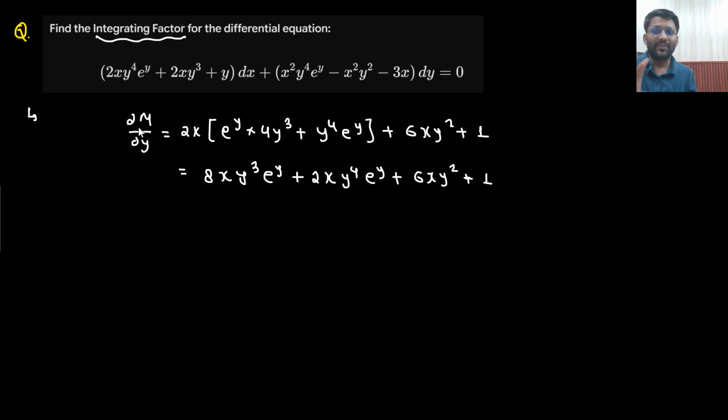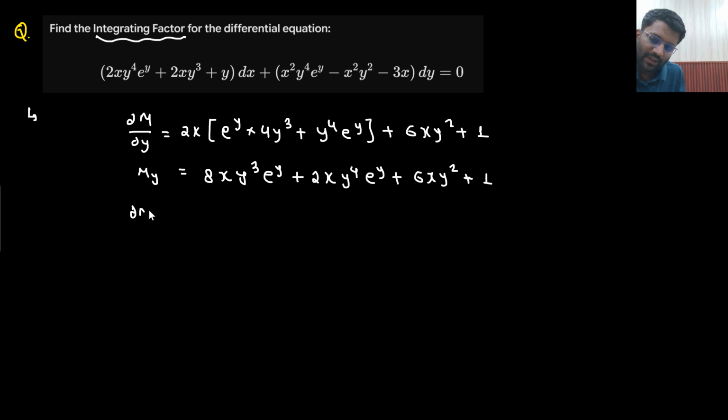Let me see. Simple differentiation, partial differentiation of m with respect to y, treating x as constant. X is treated as constant. Here also it was treated as constant. So 6y square, here e to the power y, 4y cube plus y to the power 4 e to the power y. This has become 2xy to the power 4, 8xy cube e to the power y plus 1. So this is your partial differentiation of m with respect to y.